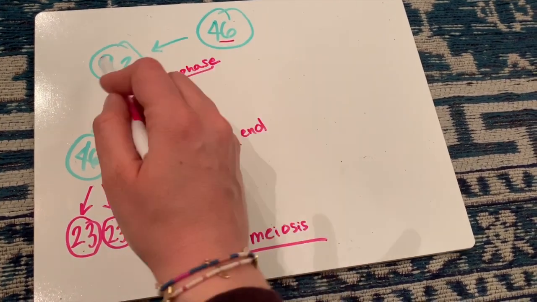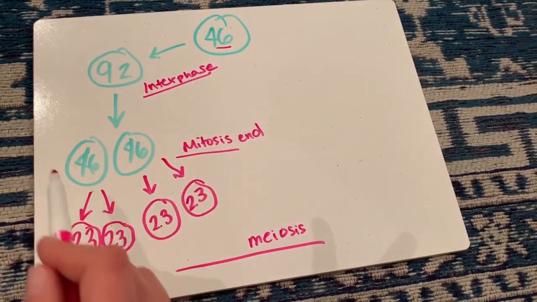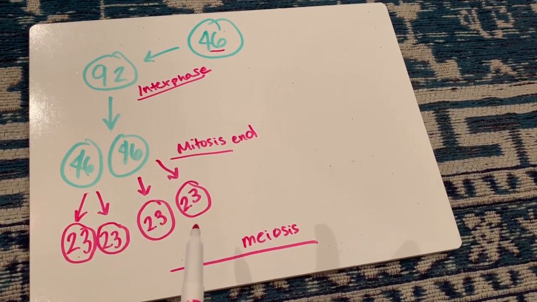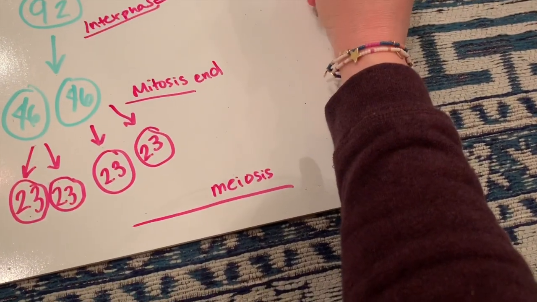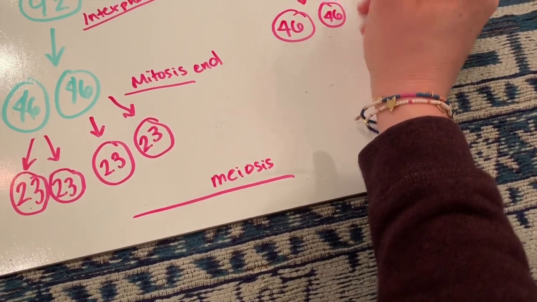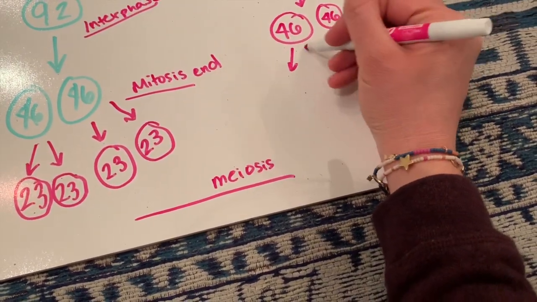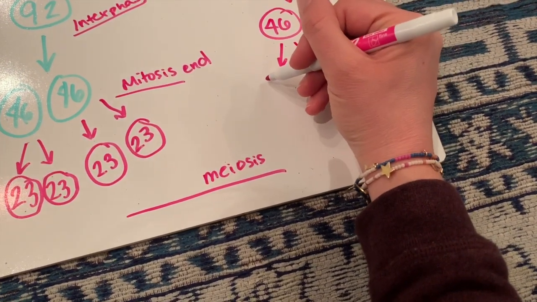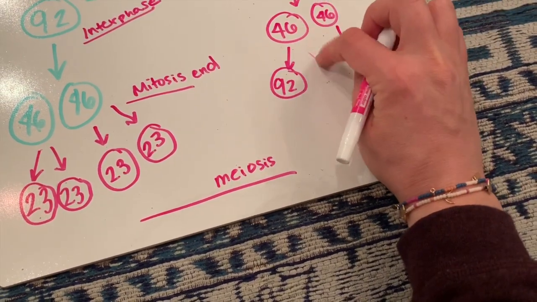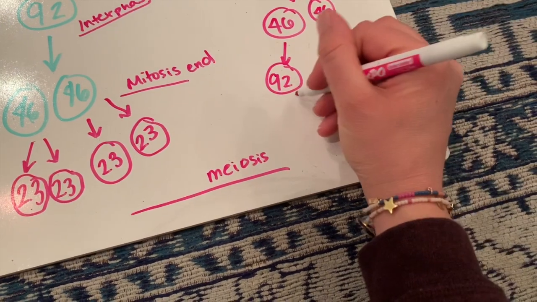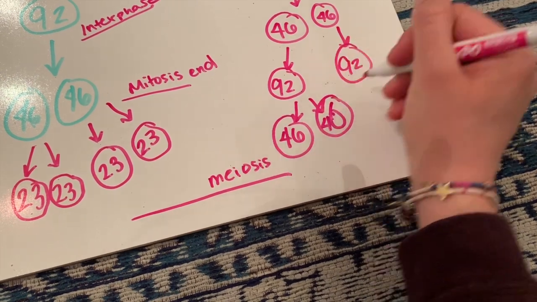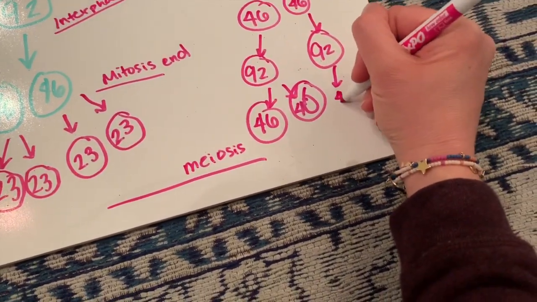But if we doubled our DNA here and we had 92, do we want to do that again down here and have another interphase if we're going on to meiosis? No, that would end up with, if we had our 92, we went to our 46s, each of those doubled again, so we'd be at 92 and 92. And then if we split those out, we'd end up with, sorry, getting a little messy here, that's a 46.